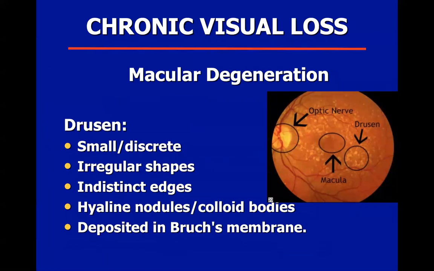And remember we talked about exudates? I'm going to be talking to you more about it in the 5th year. Exudates are part of your micro leakage. So this is part of your non-proliferative diabetic retinopathy. In macular degeneration, it's drusen, very different from exudate. They're small, discrete, irregular shapes. As you see them, they have indistinct edges. They can be colloidal bodies, and they're deposited in the Bruch's membrane. So they're more towards the choroid, whereas the exudates are in the retina.